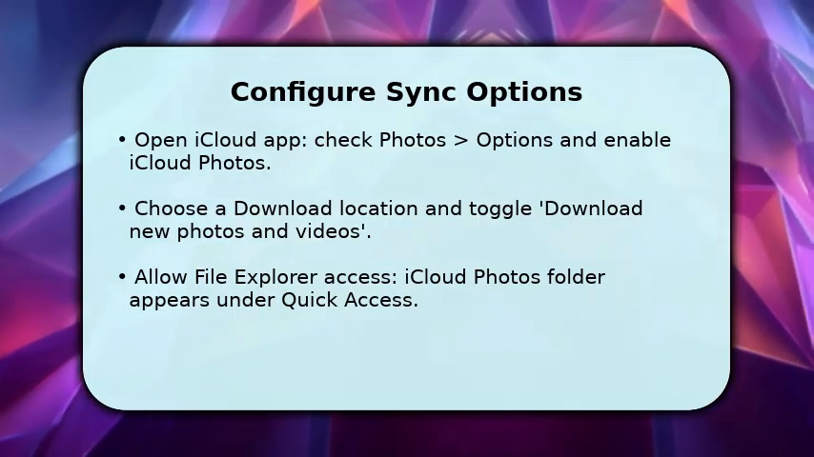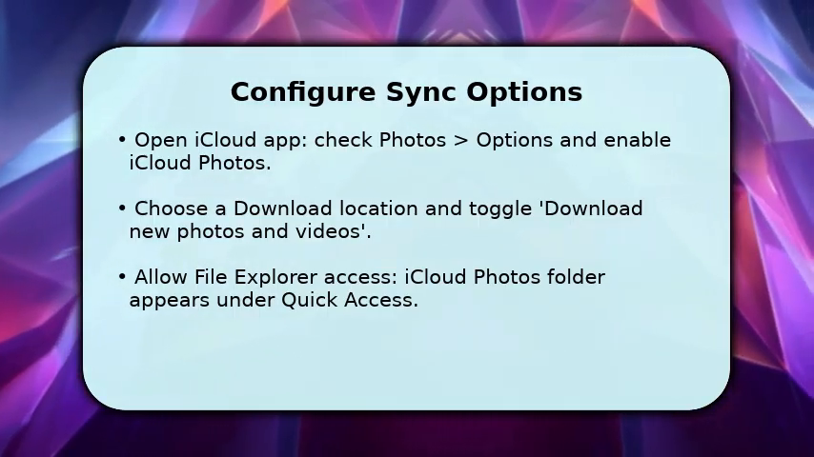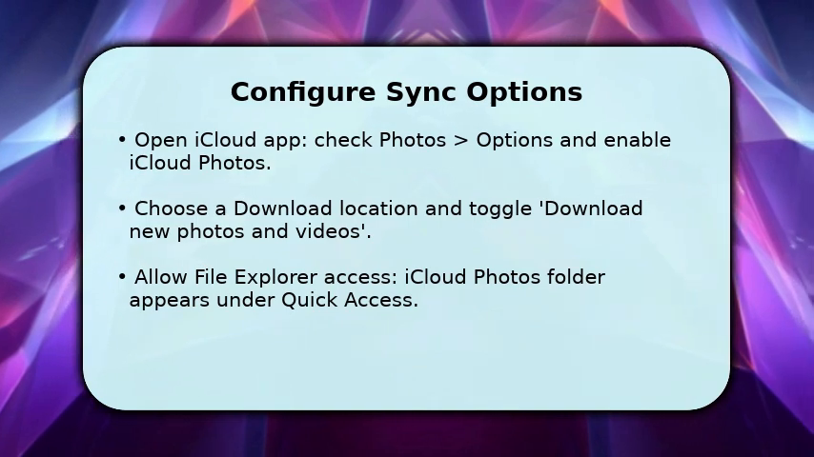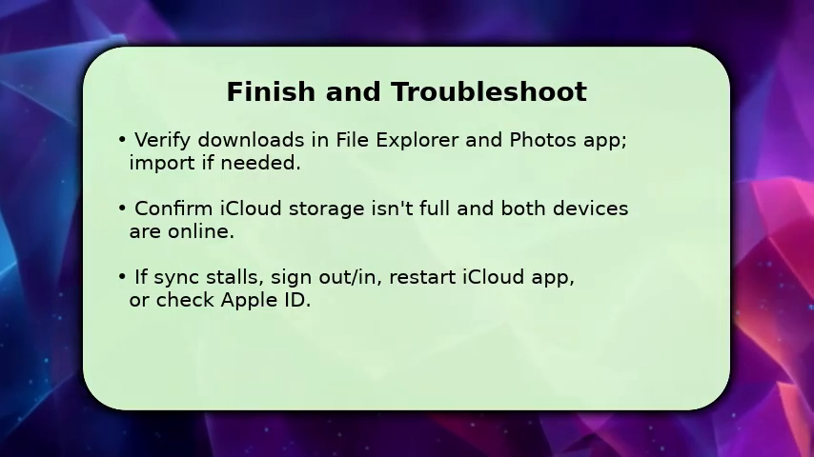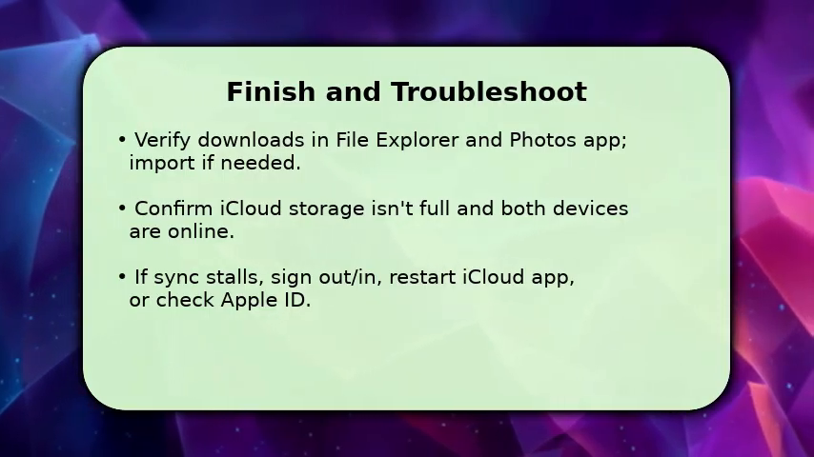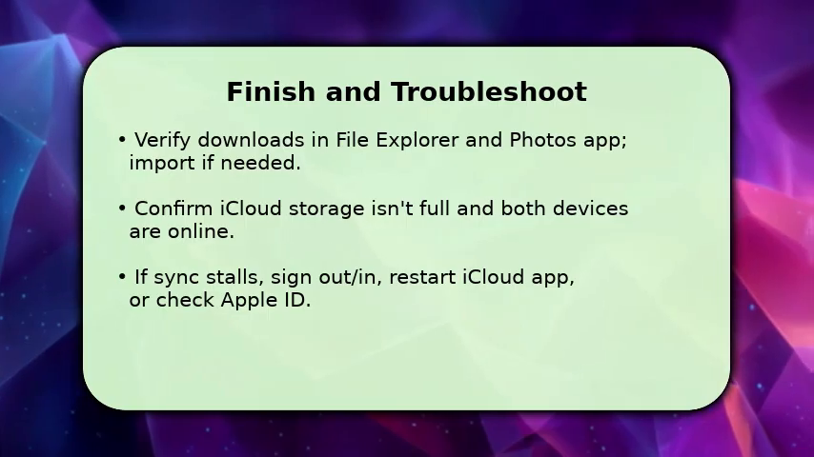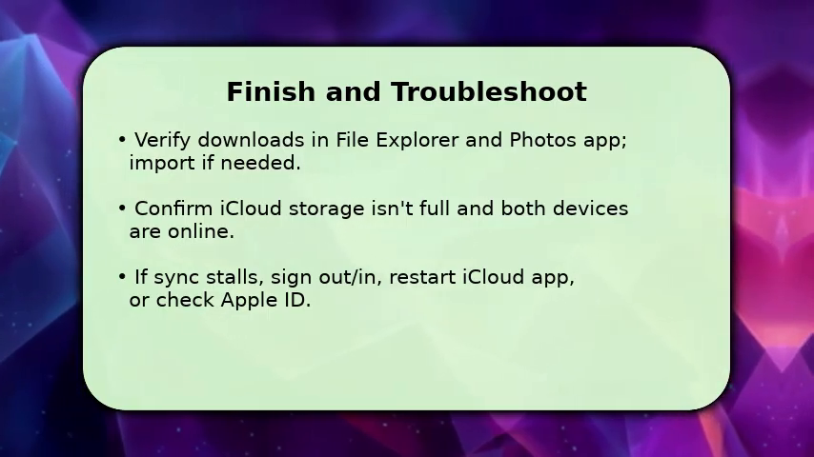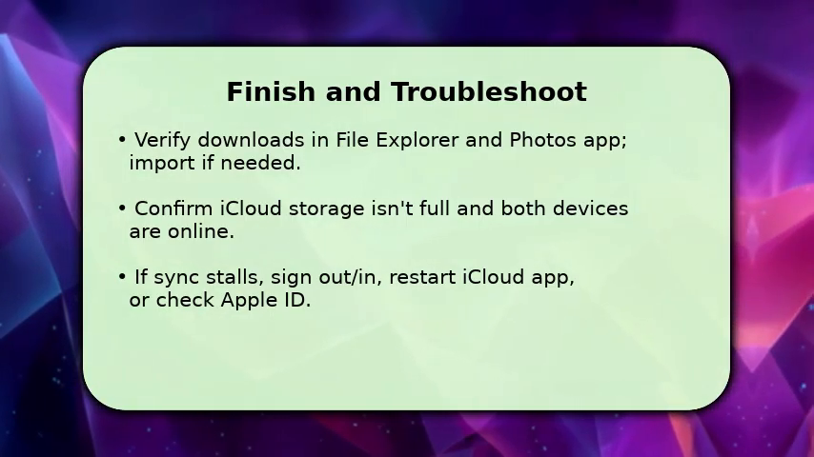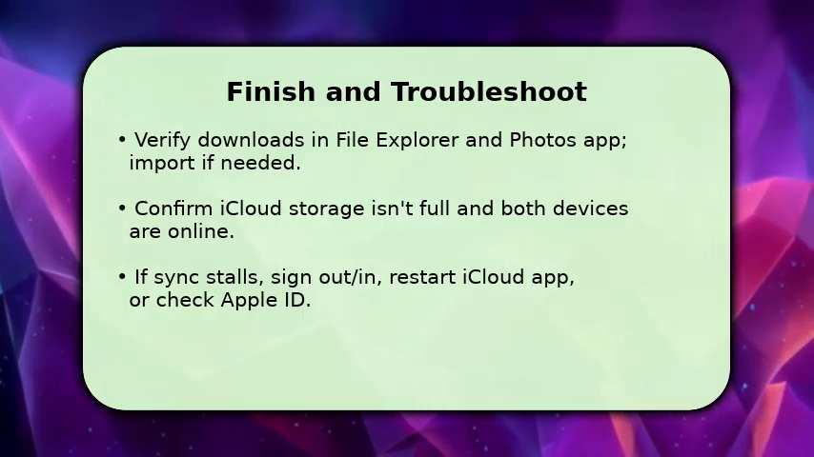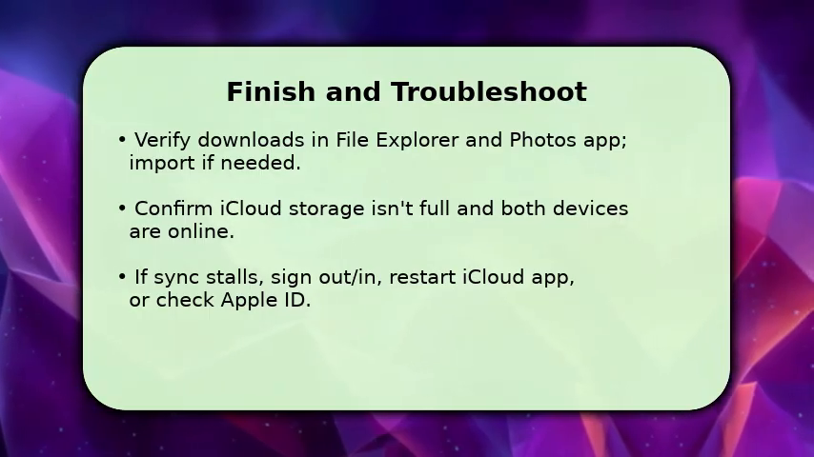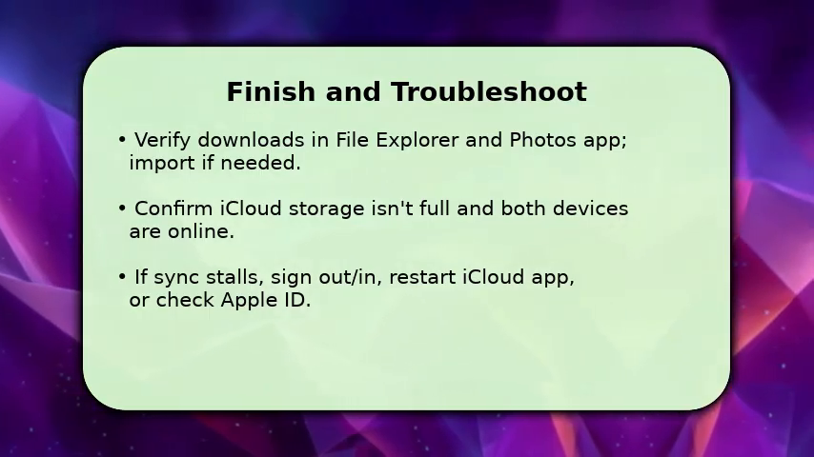After that, open File Explorer and look for the iCloud Photos folder. This is where synchronization happens. To finish, inspect the iCloud Photos folder in File Explorer and open the Windows Photos app to import items if you prefer local albums. Make sure all devices are online and that your iCloud storage has space. Lack of storage stops uploads and downloads. Once everything is complete, you can organize or back up the downloaded images.